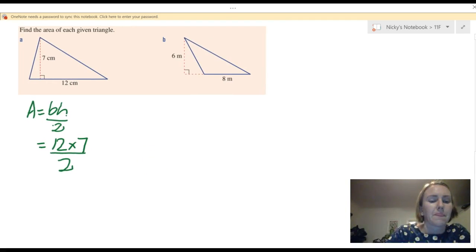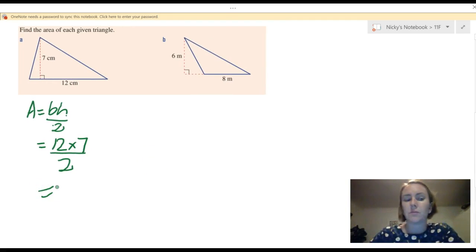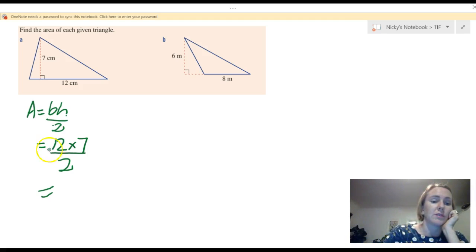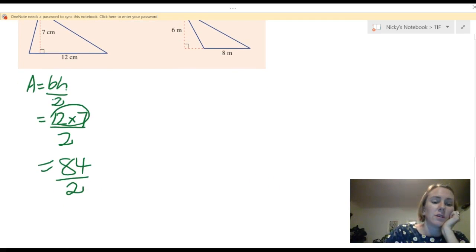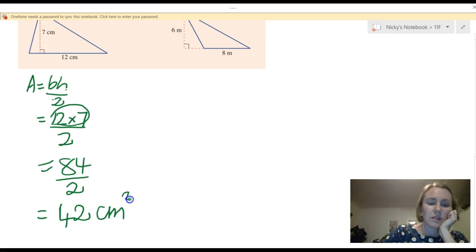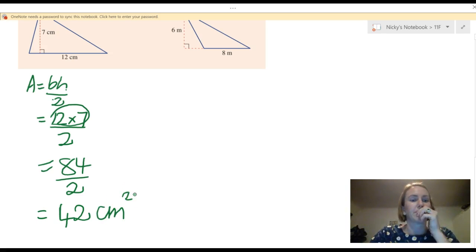Okay, now it's important here just to take this little extra step and tell me what this part is by itself. So that's 84 divided by 2 still. And then of course that gives me 42. And I just check my measurements, they're both the same, centimeters and squared, because it's an area measurement. Okay?